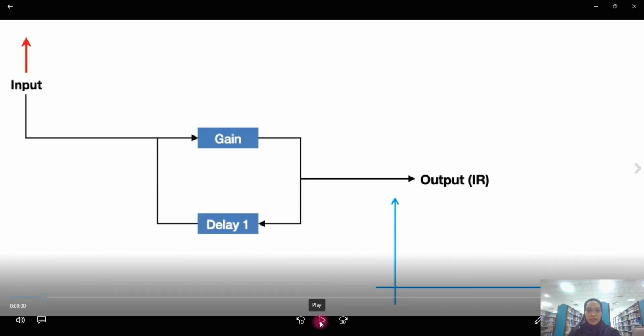Now, the IIR uses the delay of the input value of the filter and also the value of the output, and then the delay chain feeds back the signal to the input of the filter. So you can see here, after the gain, the delay.